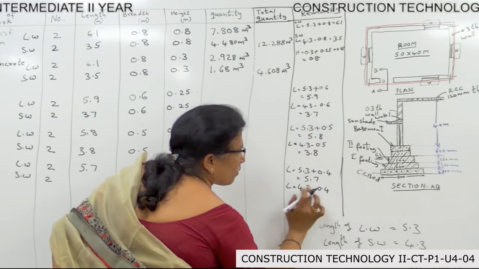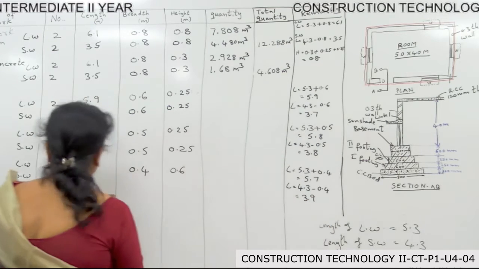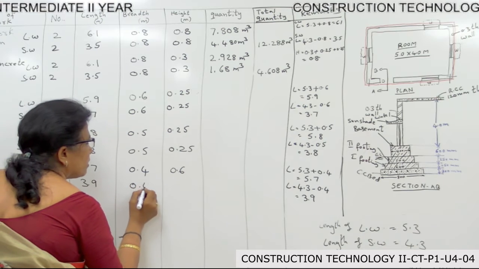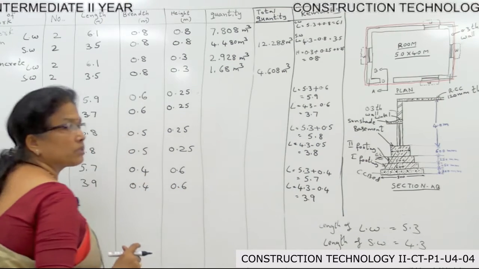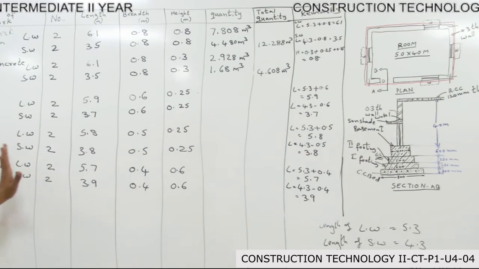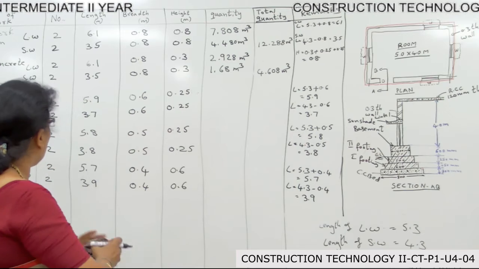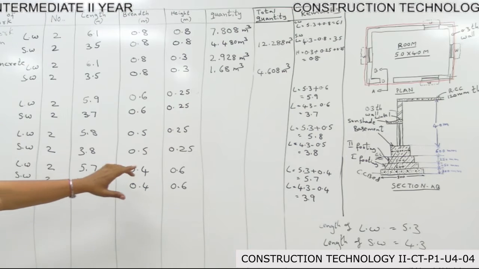5.3 minus 4.3 minus 0.4, that is 3.9. This is 3.9 and the width is 0.4 and the height is again 0.6. Now multiply everything, write here all the answers.